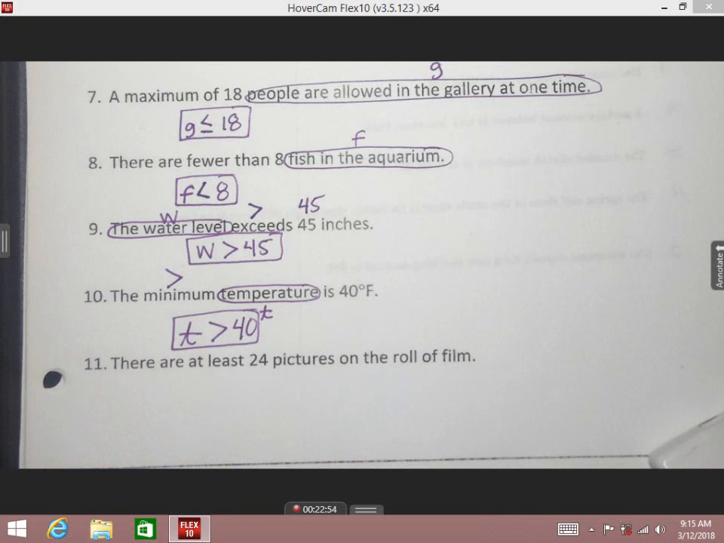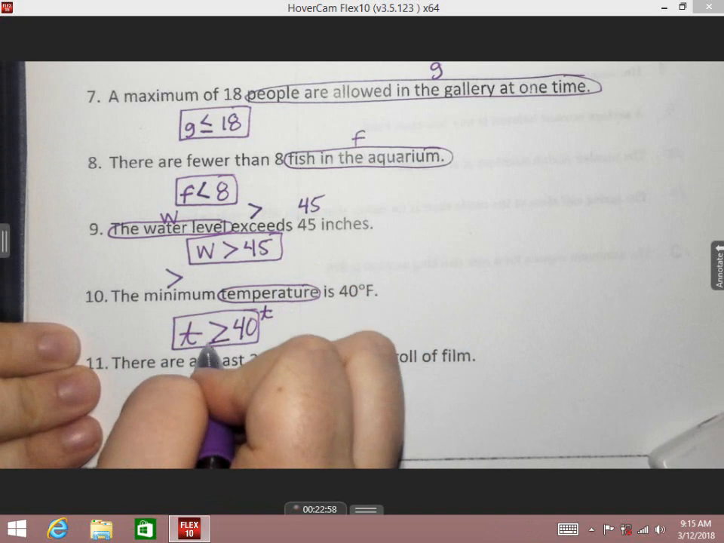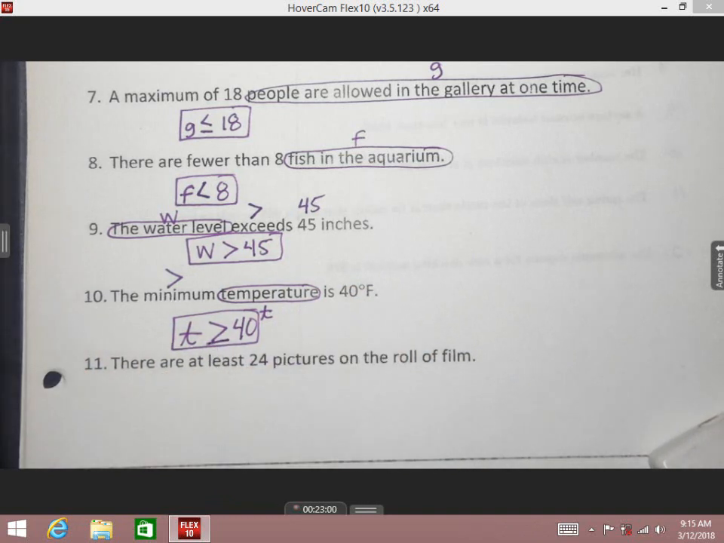Yes. Can it be greater than or equal to, because it says the minimum? That's what I thought. Or equal to. Excellent. Because minimum means it's got to be bigger than that, but can it be that? Yeah, that's the smallest. It can go that low. Can it go lower? No. So it's got to be greater than, or it can be equal to that. Very good call. Make sure we get that equal to bar.